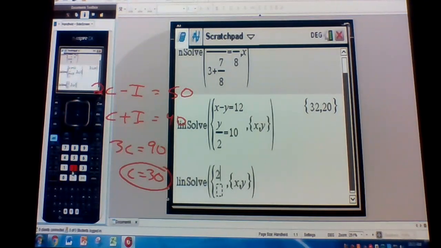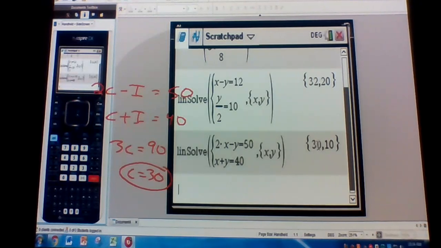You have 2x, so x will be the number of correct, so 2x minus y, the incorrect, equals 50, and then x plus y is 40. Right, and then right there you get 30. The number of correct is 30, the incorrect is 10.